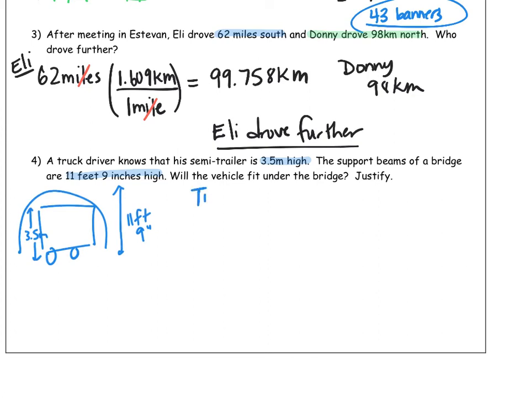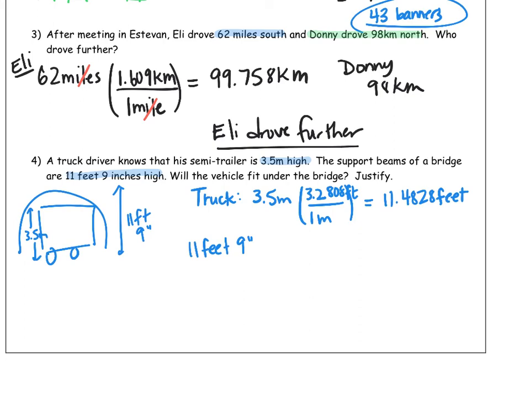So the truck, which is 3.5 meters, we know 1 meter is 3.2808 feet. We get that number off of our formula sheet. So 3.5 times 3.28 is 11.4828 feet. Okay, and then I know that I've got 11 feet, 9 inches. So I know I have 11 point something, but basically we need to know this 9 inches. How much of a foot is that, right? So we know that 1 foot has 12 inches. So when I go 9 divided by 12, I get 0.75. Oops, not 7.5, 0.75. So I know that I have 11.75 feet to drive through, and the truck is only 11.48 feet tall, so he will make it.